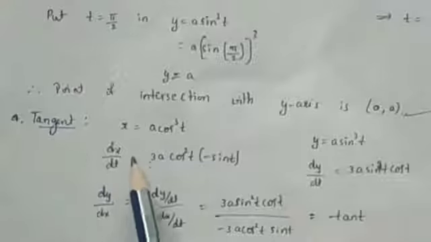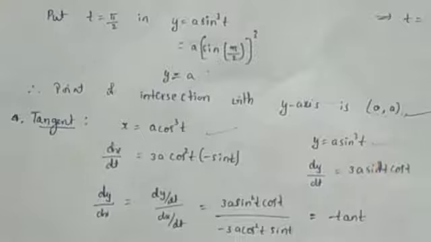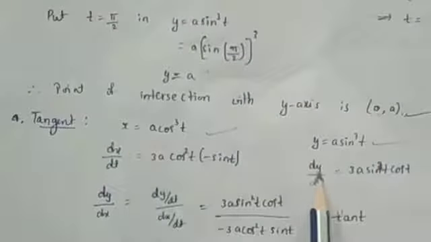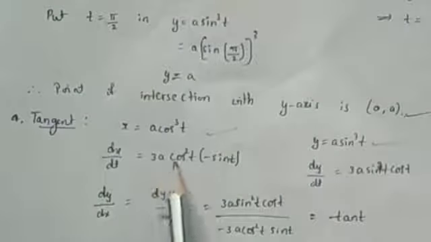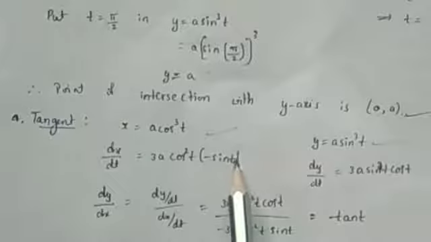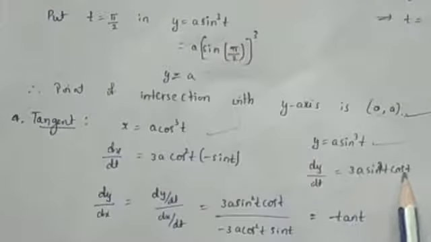The next one is the tangents. x is equal to a cos cube t and y is equal to a sin cube t. You differentiate these two, we get dx by dt, which is equal to minus 3a cos square t sin t, and dy by dt, which is equal to 3a sin square t into cos t.